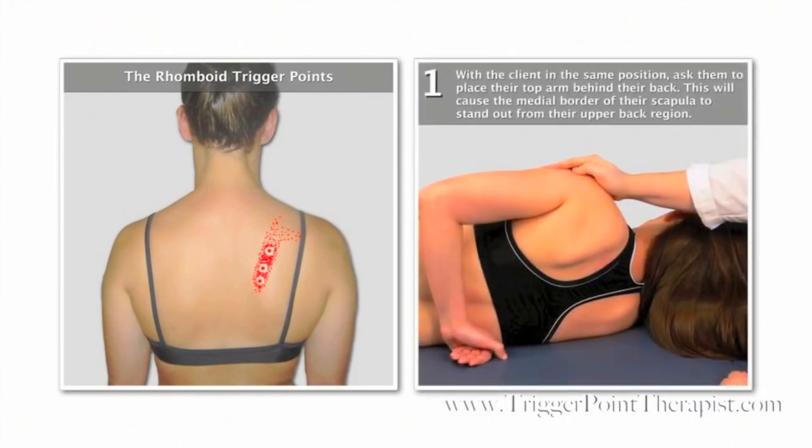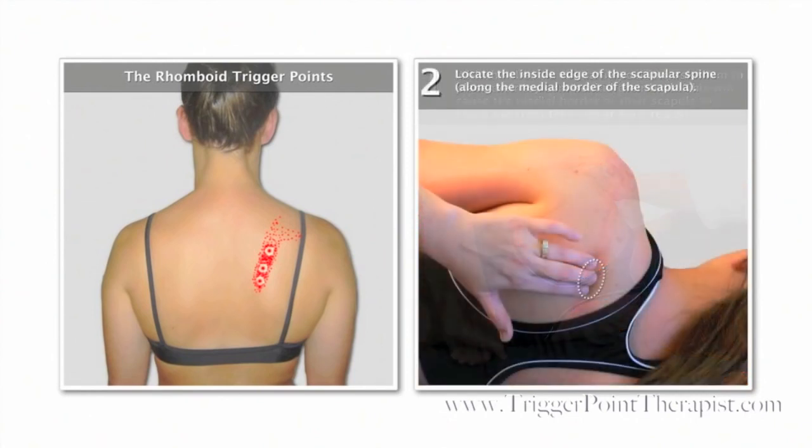To locate and release the trigger points in the rhomboid muscle, start with the client in the side-lying position and ask them to place their top arm behind their back. This will cause the medial border of the scapula to stand out from their upper back region. Locate the inside edge of the scapular spine along the medial border of the scapula. This is your landmark.